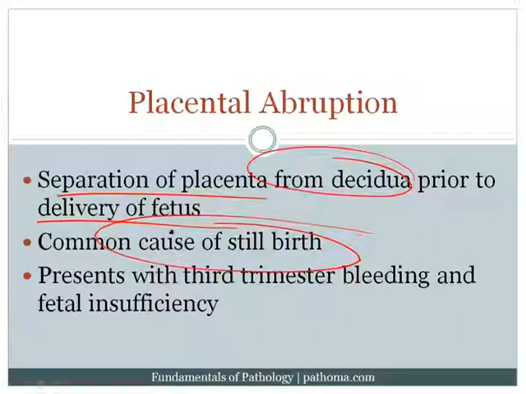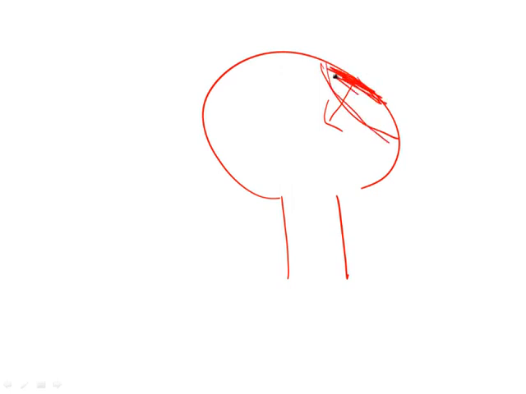And that kind of makes sense, because if you go back here, and you've got this uterus and you've got this placenta up here, if you begin to separate the placenta from the wall, well, then you've cut off the baby's source of blood, or the baby's source of oxygen, I should say. And so that's going to result in fetal distress. So there'll be fetal insufficiency and a risk of stillbirth. And at the same time, as this placenta begins to separate, you're going to get bleeding between the placenta and the area of separation. And so that's going to result in third trimester bleeding.